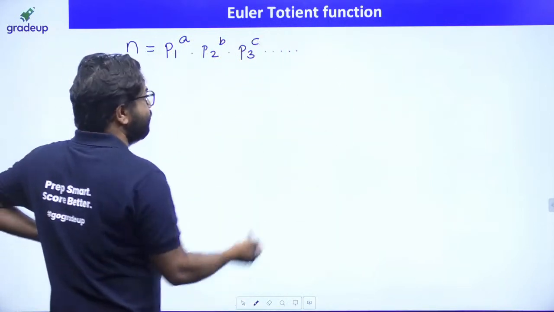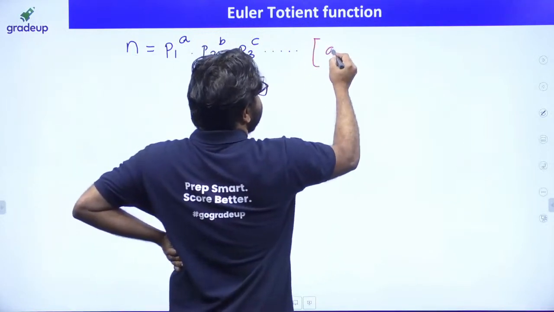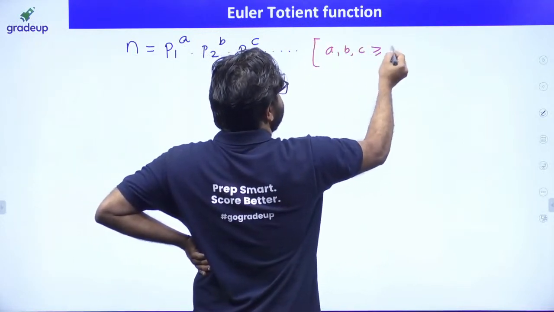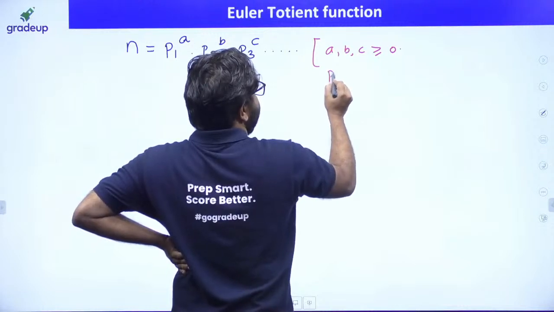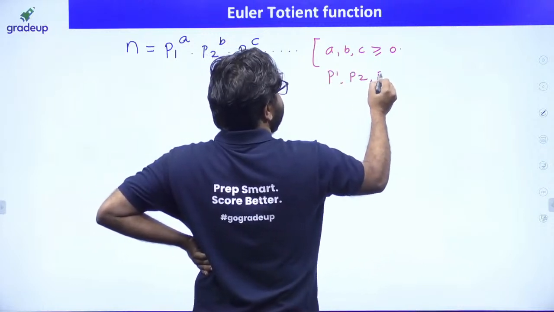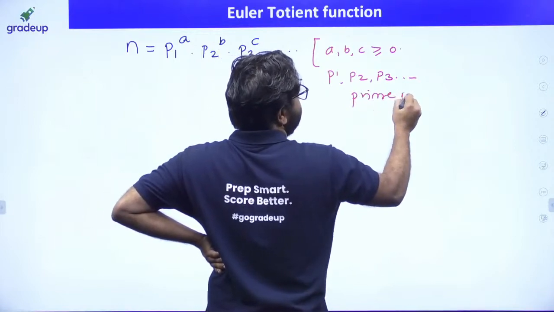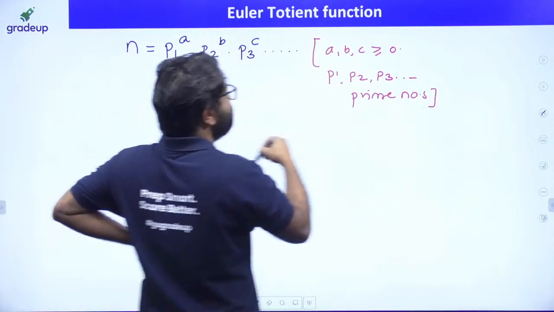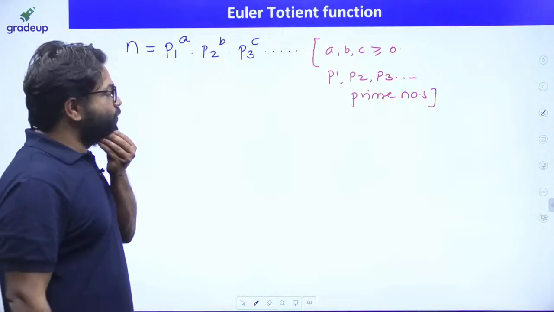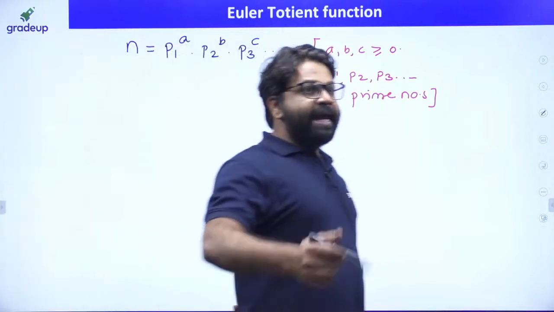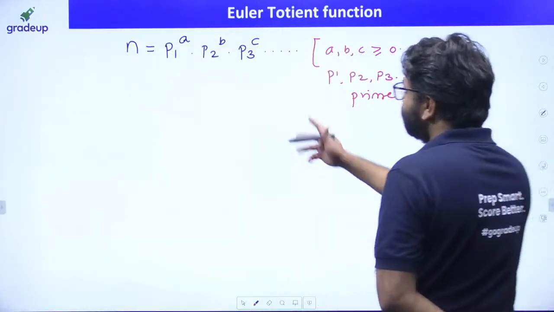Now, if you try to see that, here what you will be getting is a, b, c greater than or equal to 0, and then p1, p2 and p3 are all distinct prime numbers. This formula is very important with respect to any particular number. Any particular number you can write in the form of that.